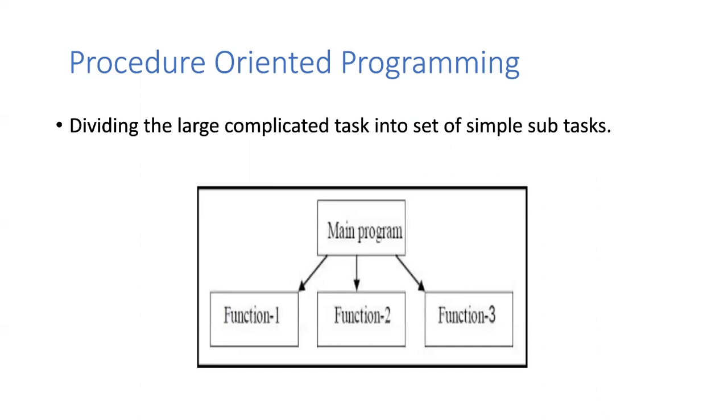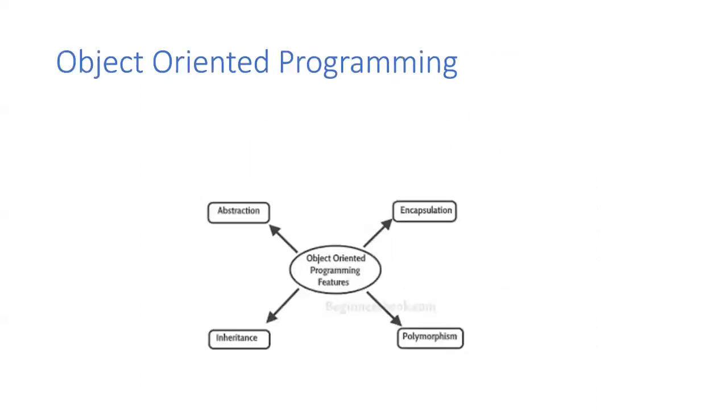So, dividing the large complicated task into a set of small simple subtasks, now, this is the main disadvantage associated with procedure-oriented programming. What disadvantage did we identify here? We identified data security. There is no proper data security in the procedure-oriented style of programming. So, to overcome this drawback, that is, to provide the necessary data security for a program, the concept of the object-oriented style of programming was introduced.